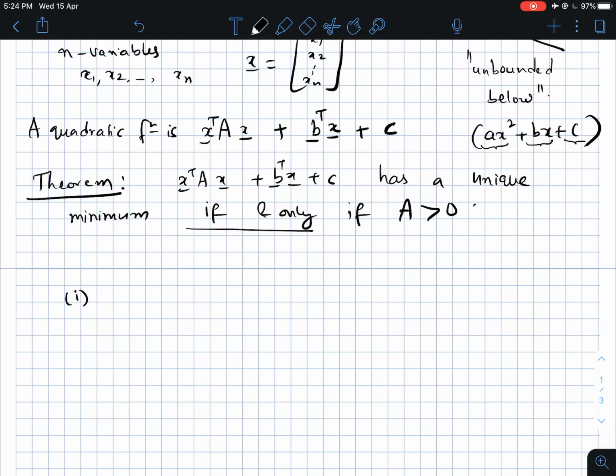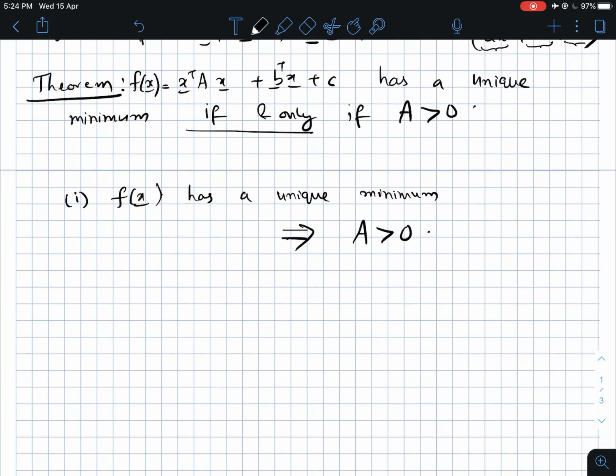Okay, so a quadratic function, let's give this a name. Let's call this f of x, just so that it's easy to notate. f of x has a unique minimum implies A is positive definite. Let's try to prove this part first. Okay, the next part we'll try to prove the reverse. Okay, fine.